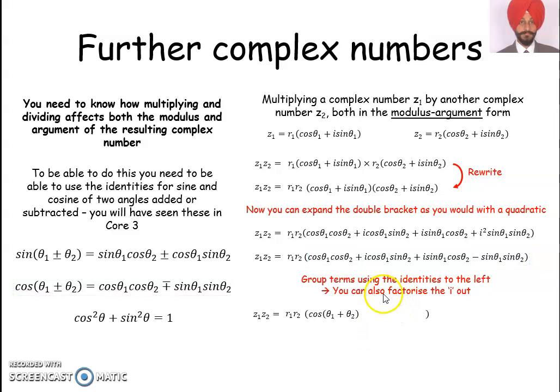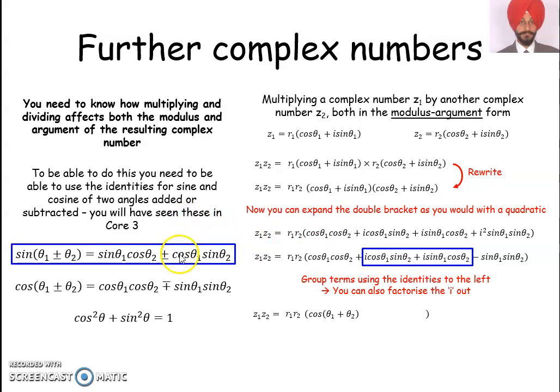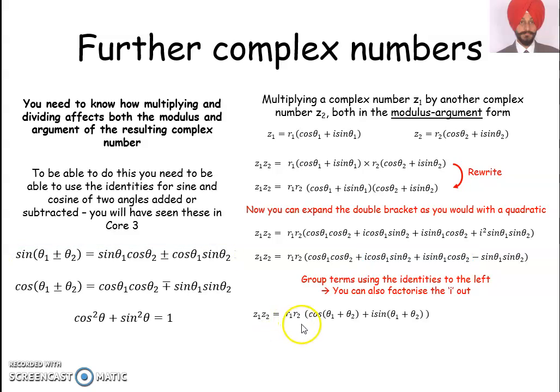And similarly, cos theta 1 cos theta 2 minus sin theta 1 sin theta 2 is equal to cos of theta 1 plus theta 2, plus iota (cos theta 1 sin theta 2 plus sin theta 1 cos theta 2), and using this identity we get iota sin of theta 1 plus theta 2. So z1 into z2 is equal to r1 r2 (cos of theta 1 plus theta 2 plus iota sin of theta 1 plus theta 2).